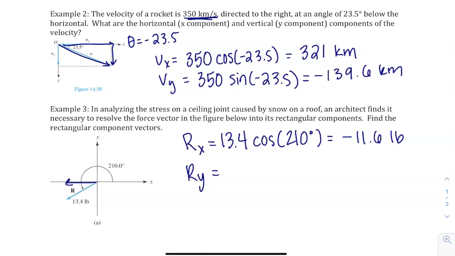And then our y component will be 13.4 times the sine of 210 degrees. And again, we get negative, and that also makes sense because it's in the down direction, to get this overall resulting vector.